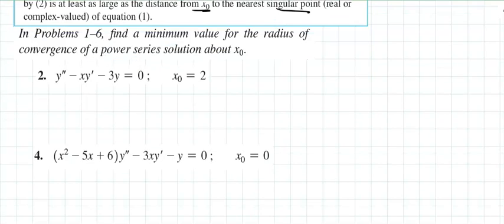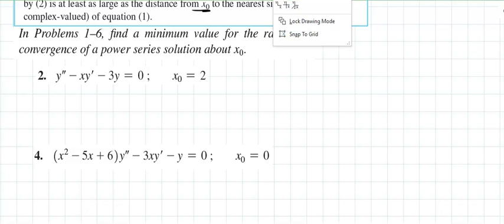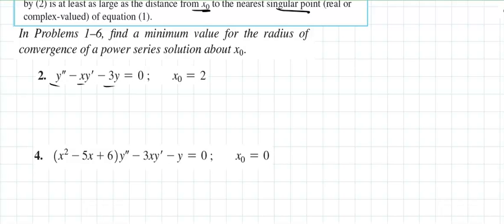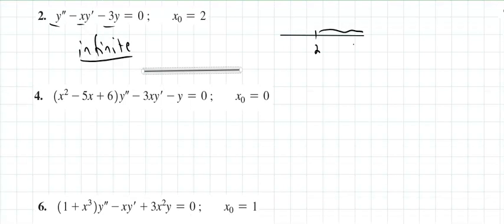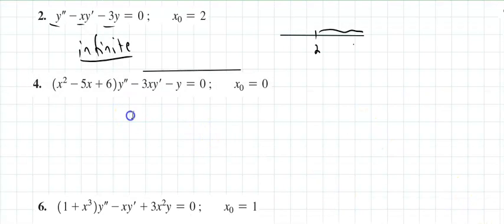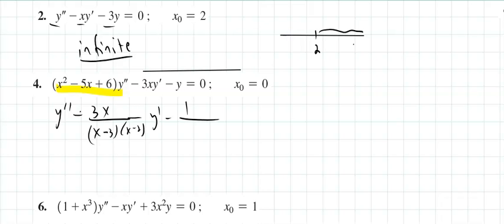Well, let's see. I look at this and I'm thinking, there's no singular points anywhere. If I run across from 2, then I should be able to run to infinity. That shouldn't be an issue. There's no restriction whatsoever. Versus if I look at number 4, I'm going to make the leading coefficient a 1. Remember, that's going to be always our key. So I'm going to make this y double prime minus 3x over (x minus 3)(x minus 2) y prime, minus 1 over (x minus 3)(x minus 2) y equal to 0.